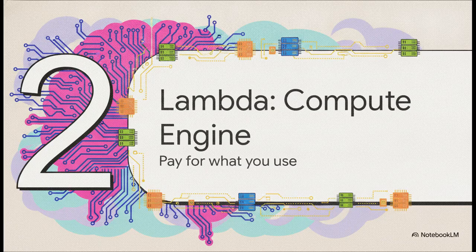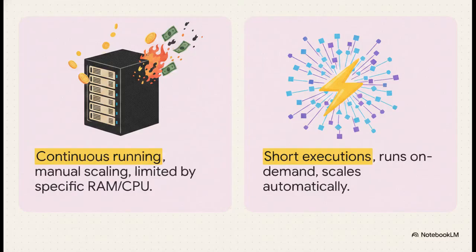Moving into part 2, Lambda, the compute engine. Pay exactly for what you use. So let's contrast this with traditional EC2 servers. Think about an EC2 instance. You create a virtual server, assign it specific RAM and CPU, and then it just runs continuously. Even if literally no one is using your app at 3 a.m., that server sits there idle, burning your money, and you have to manually tell it how to scale.